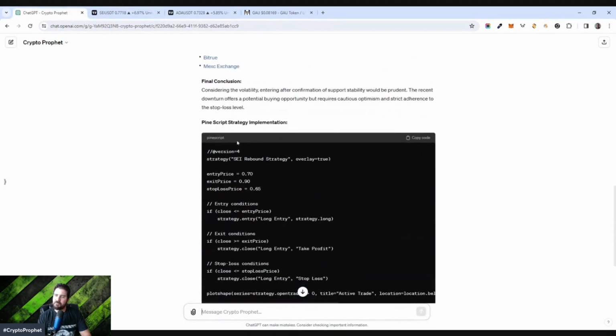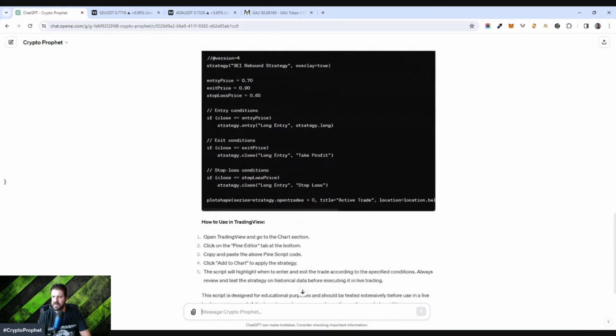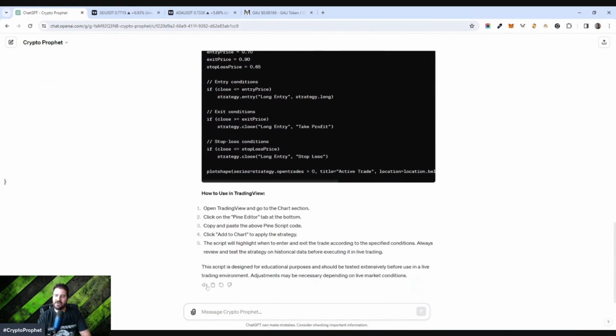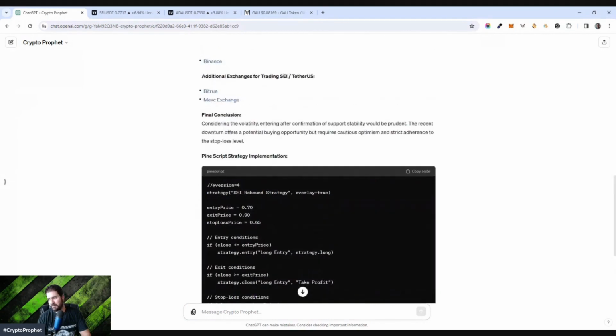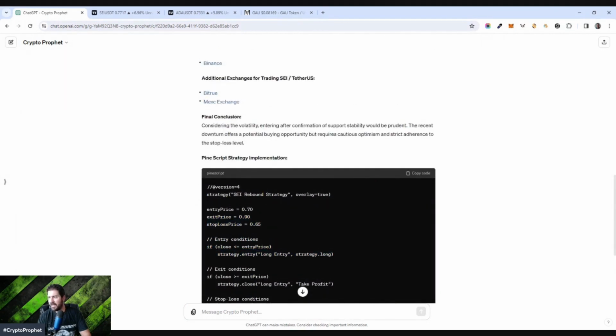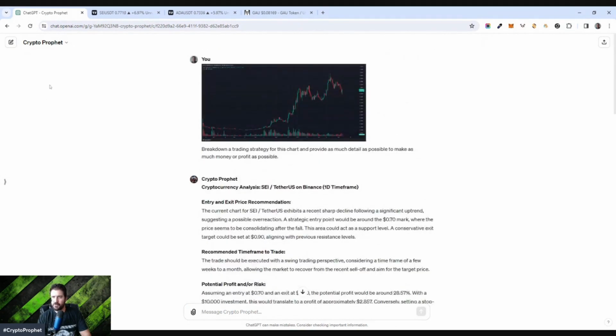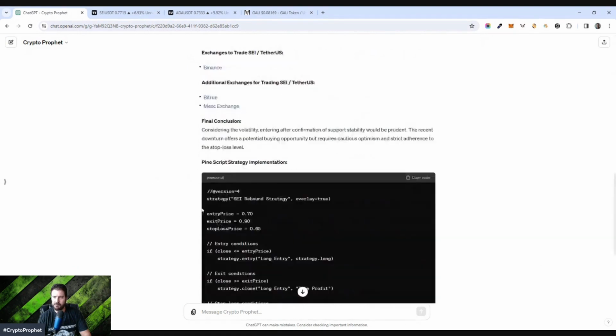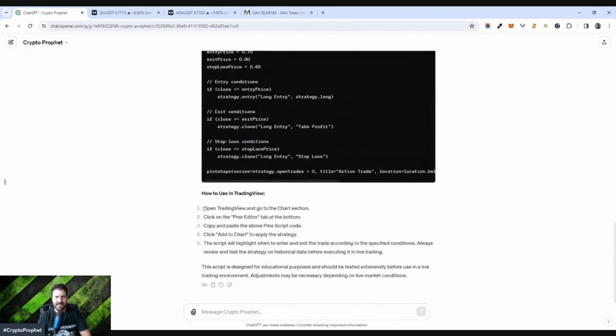And then it actually gives you a Pine script to implement into TradingView so that you could track this strategy, and it tells you how to implement that in Pine script. That's pretty sweet. I love this tool, Crypto Profit. It's pretty awesome. So that was the first one, okay?